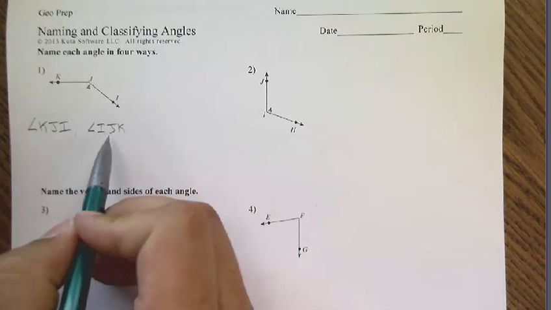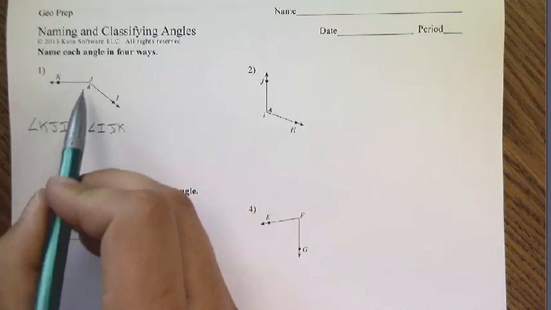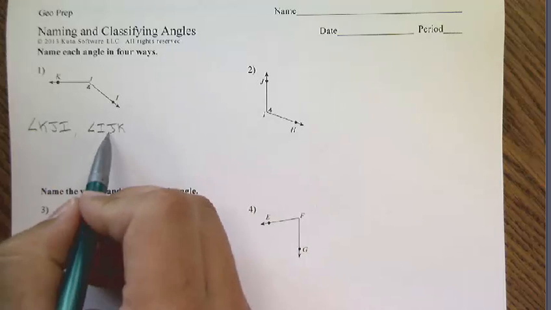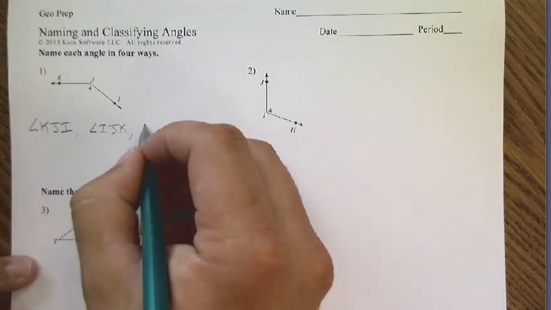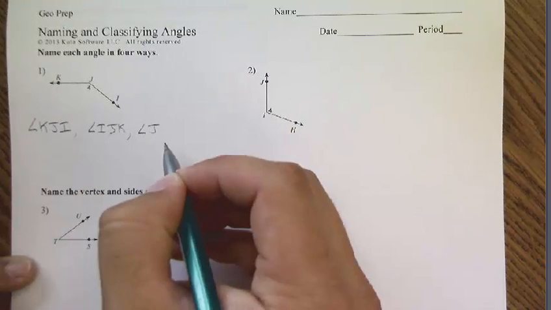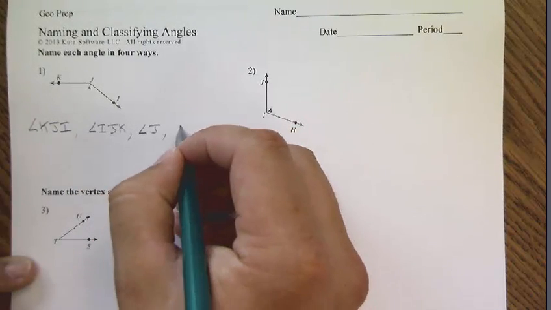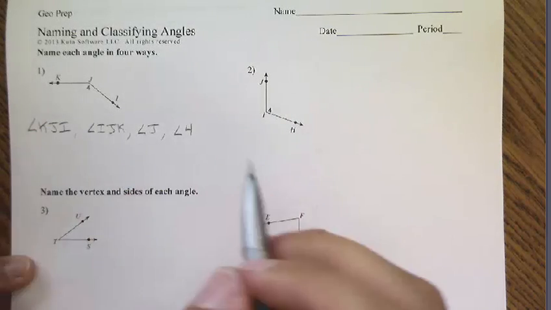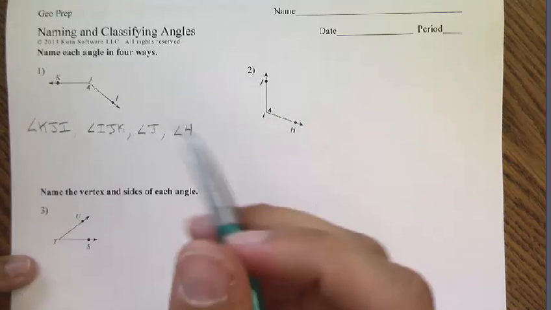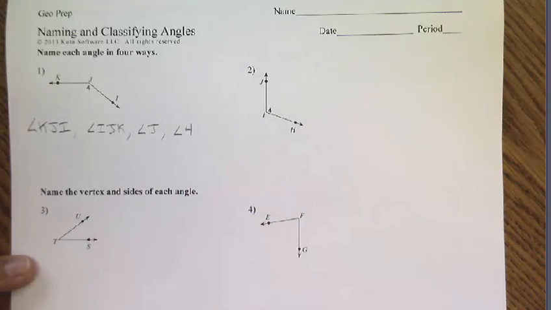The middle point is going to be our vertex. It will always stay the same in the middle. It can also be written as angle J, or it could be written as angle 4. If you need to, pause the video and do that same thing for number 2, the same way we just did for number 1.